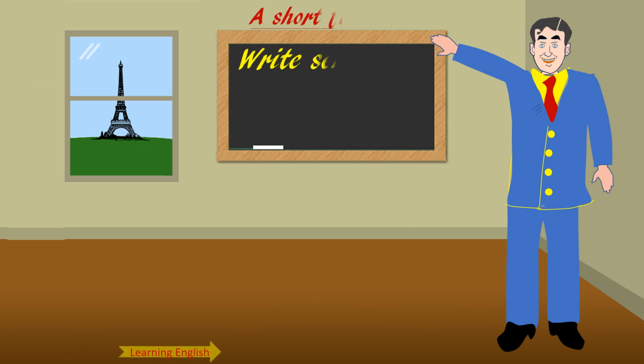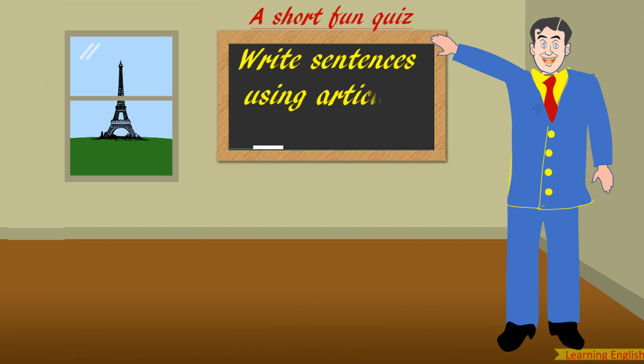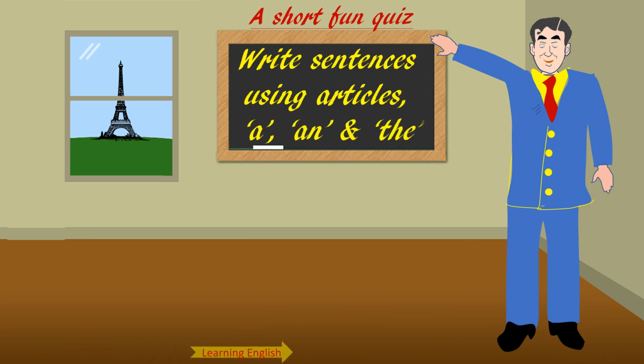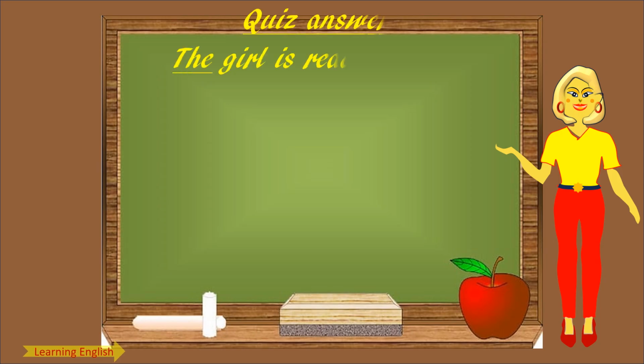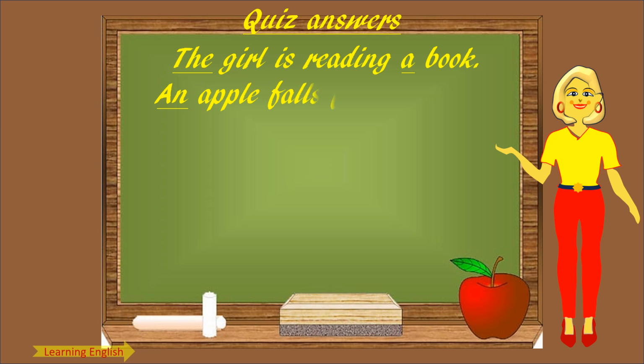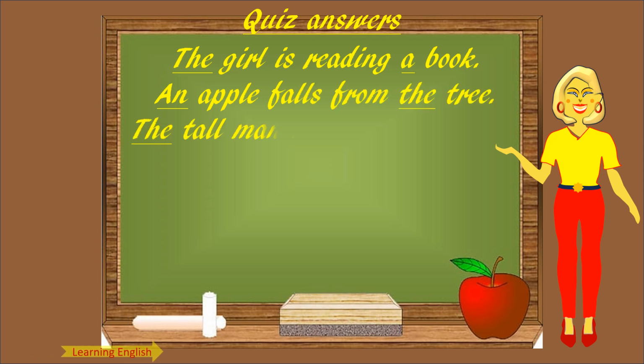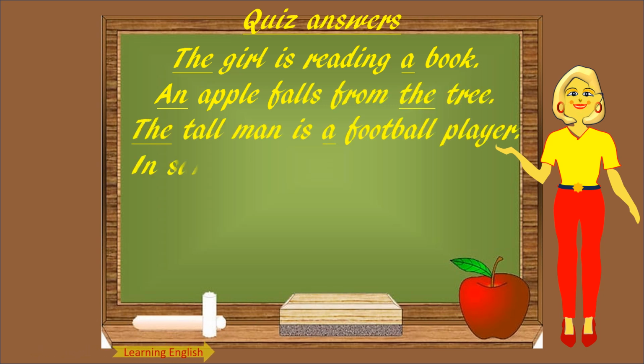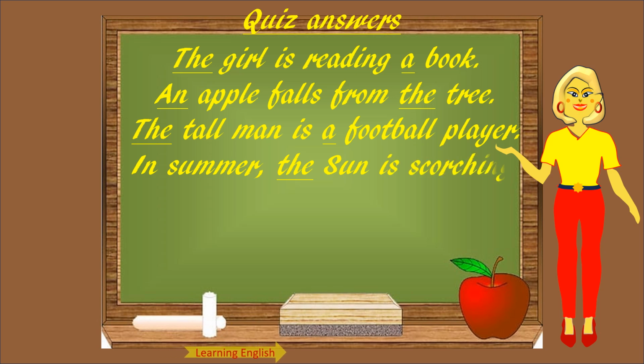Let us play a short quiz. Write sentences using articles a, an, the. The girl is reading a book. An apple falls from the tree. The tall man is a football player. In summer, the sun is scorching. An umbrella protects us from the sun and the rain.